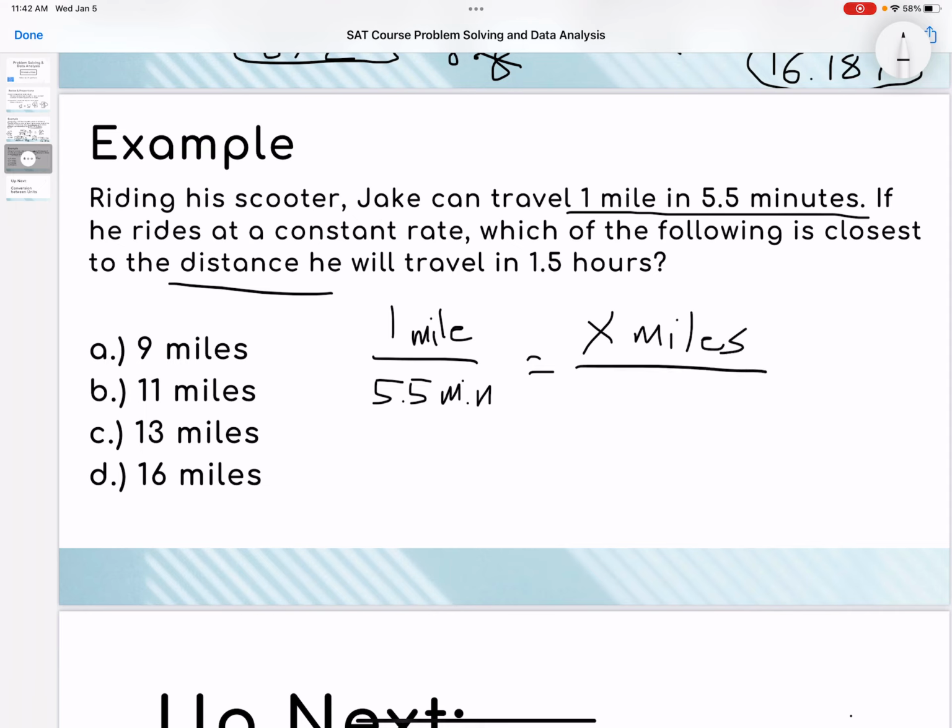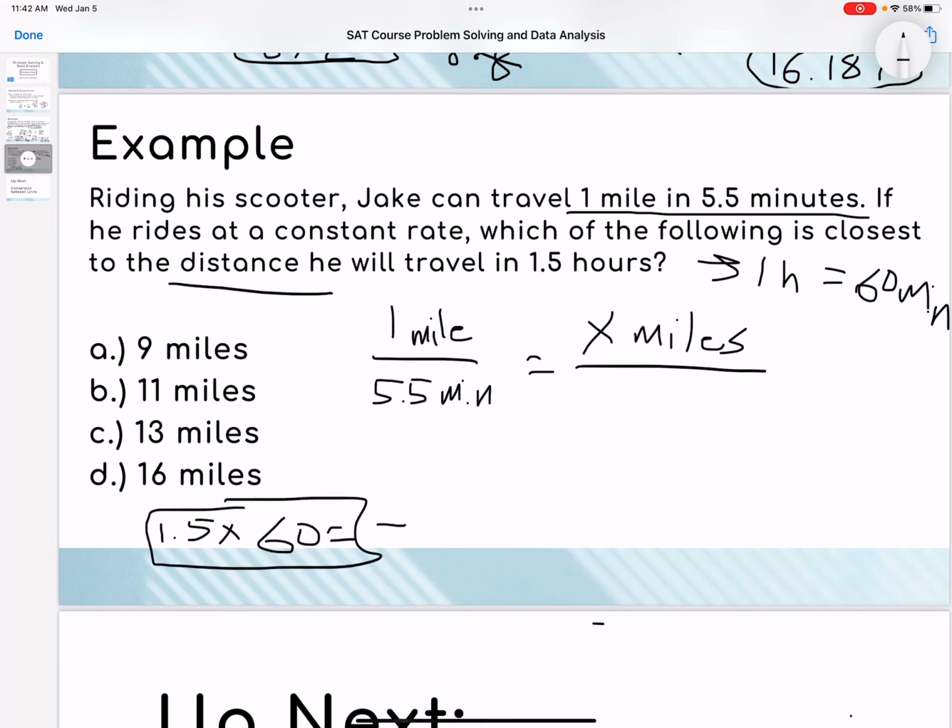And it says 1.5 hours. So let's see. If we know that 1 hour equals 60 minutes, then we'll have to do 1.5 times 60 to find out how many minutes that 1.5 hours will be. If we do that calculation, right, we'll reach 90 minutes. So now 90 minutes is the time interval that we're working with in our second ratio here for our proportion.